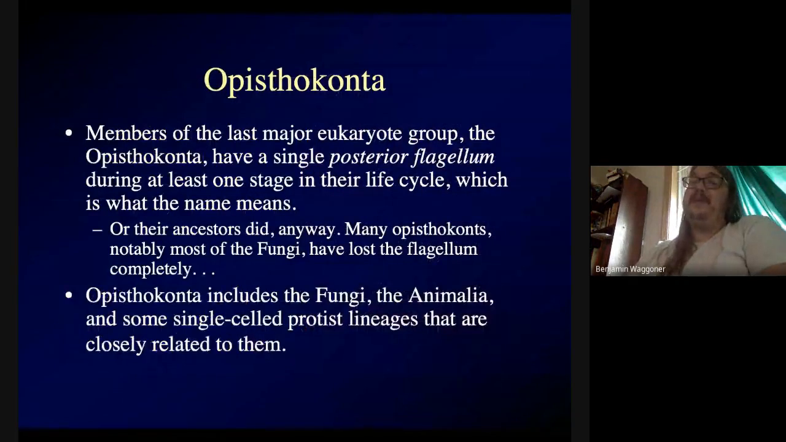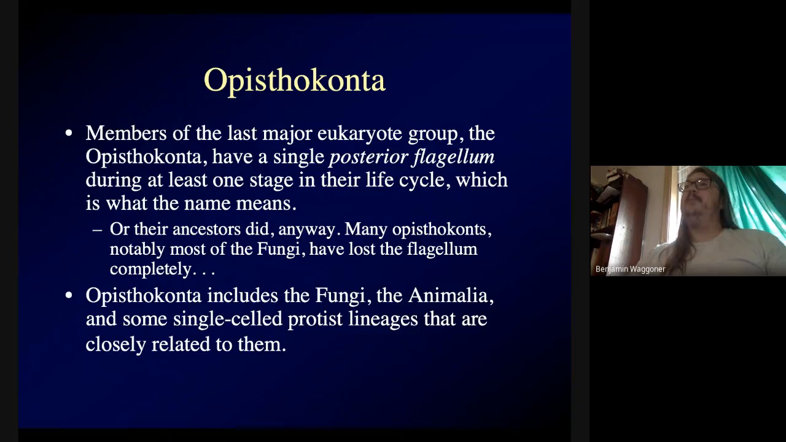The last major eukaryote group we'll talk about is Opisthokonta, which means flagellum at the rear. Opisthokonts, during at least one stage in the life cycle, have a single posterior flagellum. In most animals, this would be the sperm. Many opisthokonts have lost the flagellum completely, notably most of the fungi.